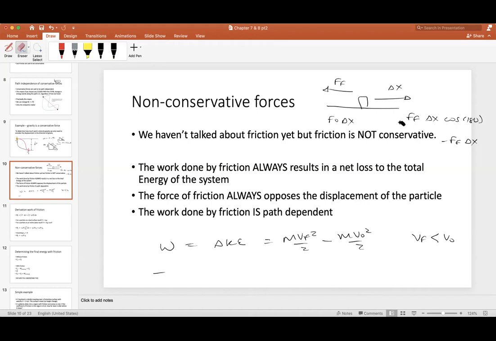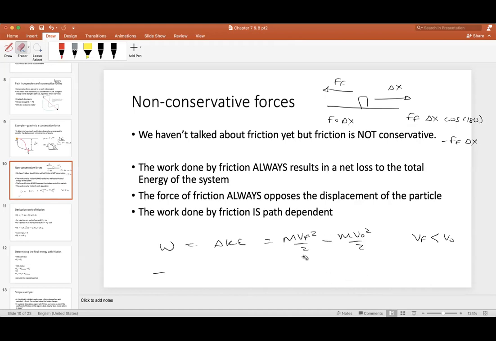Right? What that means is you have to figure out how far it travels on the surface with friction in order to figure out how much work was done by friction. It'll be negative work. How much energy was lost to friction depends on the path you take. And that's pretty obvious, I think it's obvious.